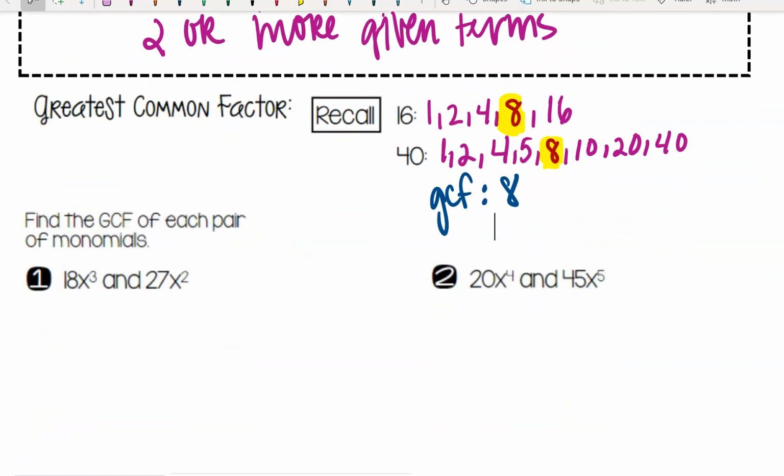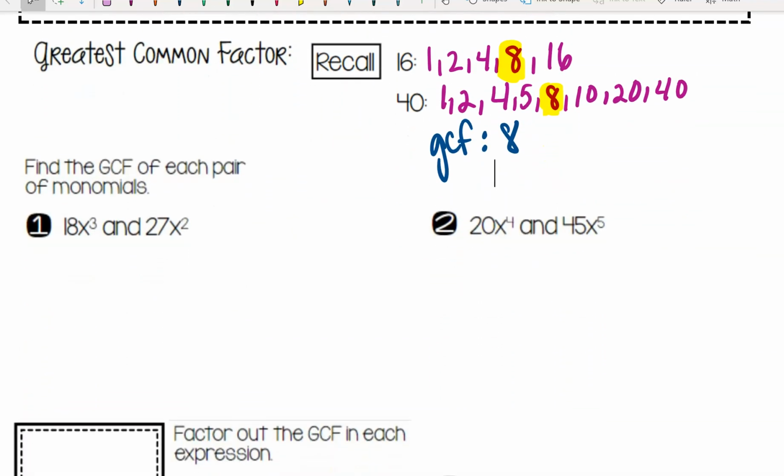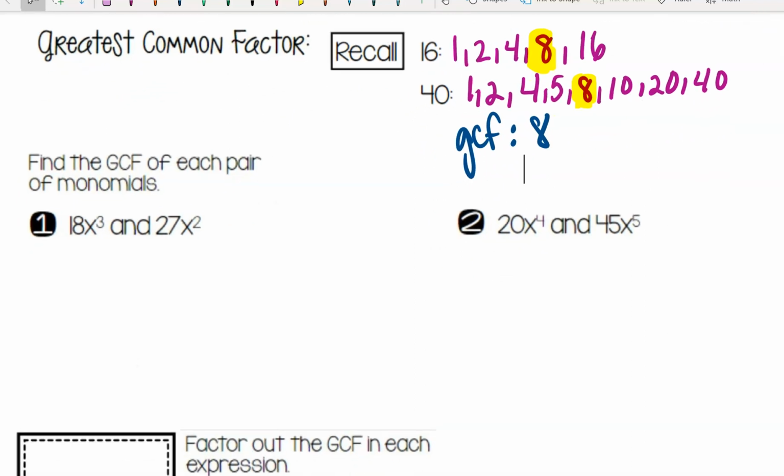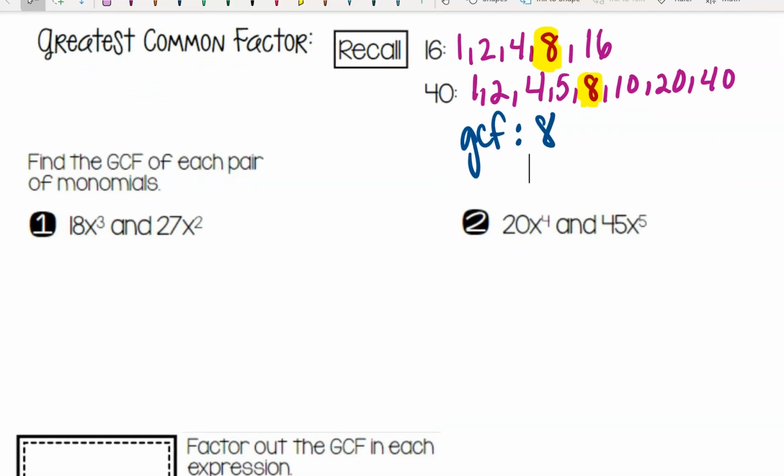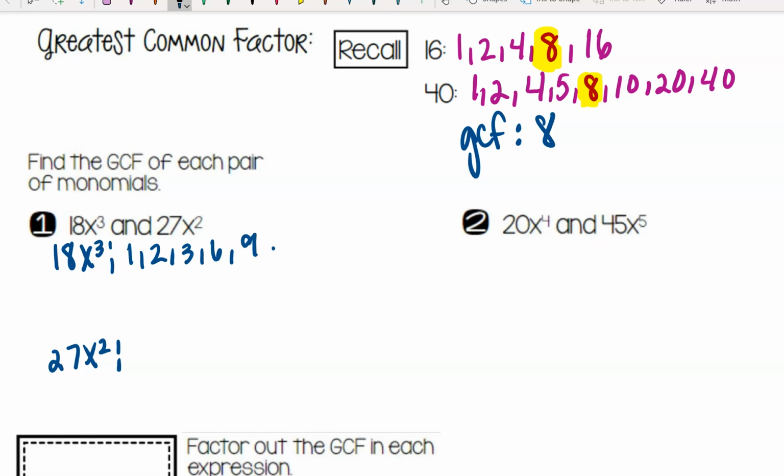If we take a look at example 1, it says find the GCF of each pair of monomials. So we have two monomials that we're comparing. For 18x cubed and 27x squared, we can set it up the same way if you'd like, with the two factor lists. As you get better at this, you won't do this step because it's a little longer. Eventually, you'll just look at it and say what they have in common. For 18, the factors are 1, 2, 3, 6, 9, and 18.